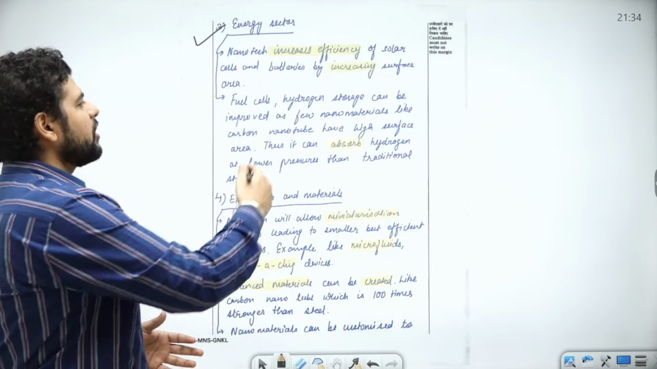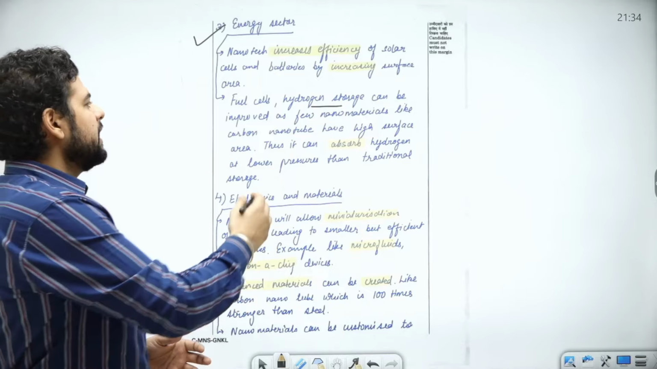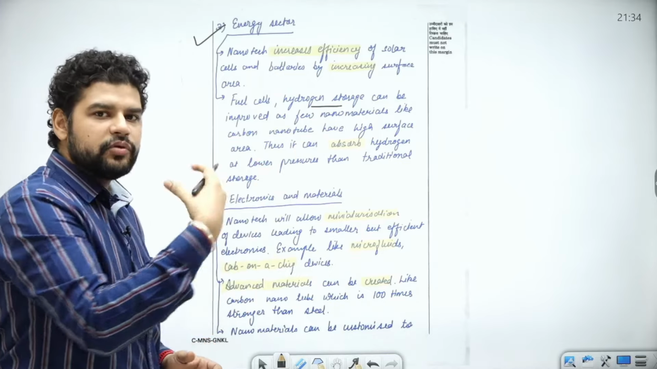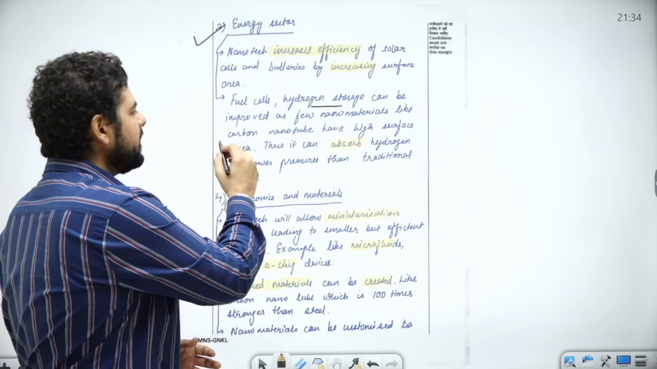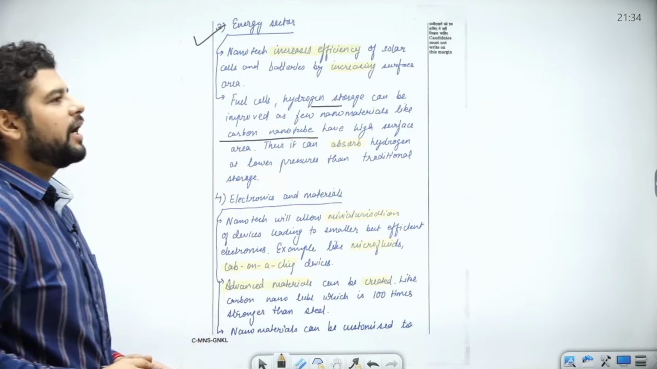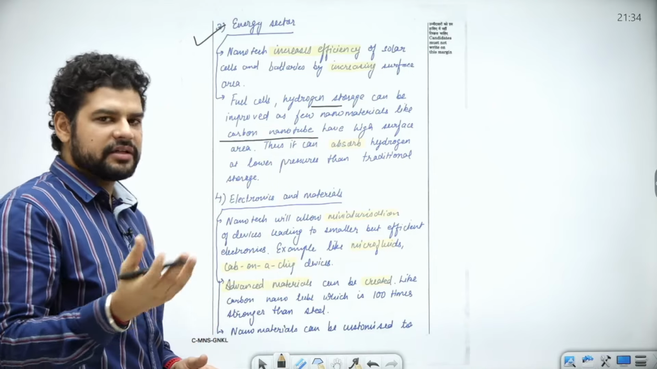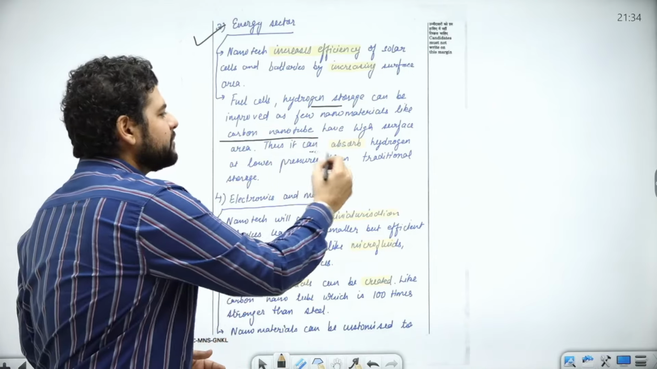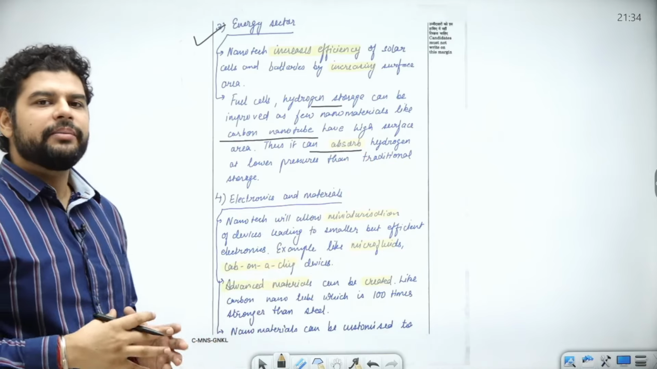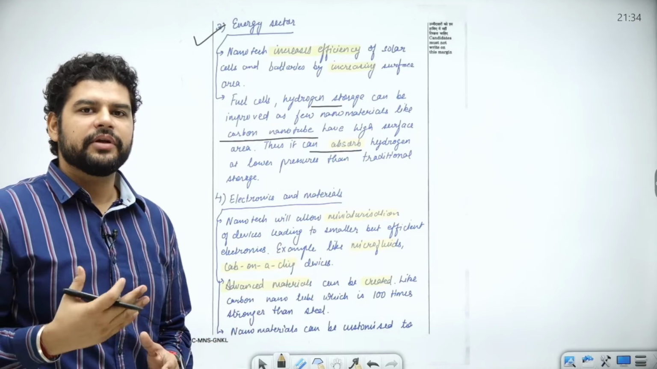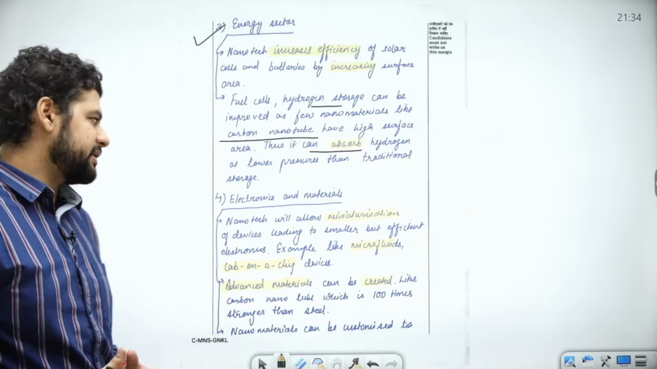Now fuel cells or hydrogen storage, here also it is applicable because the storage of hydrogen or fuel cell efficiency can be increased due to the larger surface area, and there are nanomaterials like carbon nanotube, which have high surface area, like I mentioned. It can absorb hydrogen at a lower pressure than current technologies. So it will make it easier. Nanotech will make it easier to create better and efficient hydrogen fuel cells.